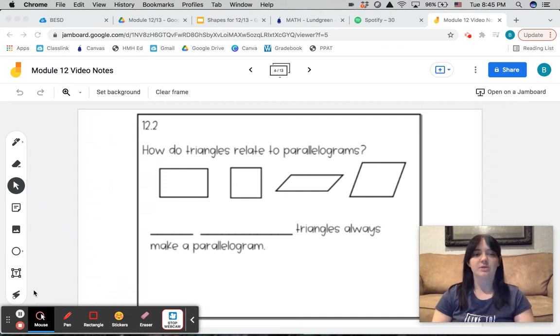This is 12.2 video notes. This is on the same page that your 12.1 video notes were on. So get out that same piece of paper. You don't need to get a new one. Just get that same one and then find this slide. We're going to start on 12.2.